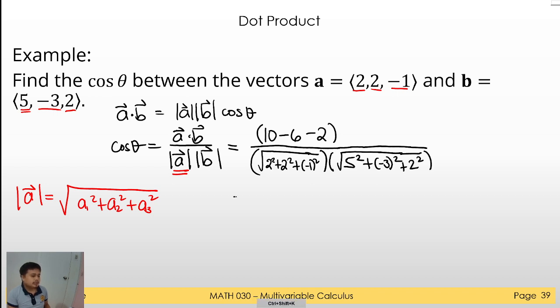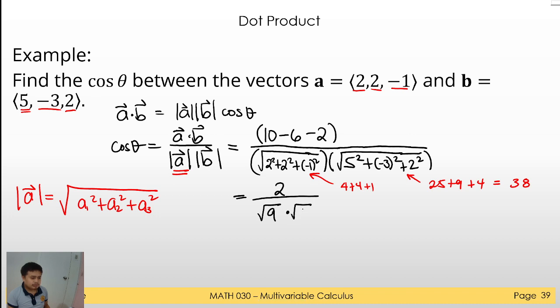Okay, simplify this. So we have 10 minus 6 minus 2. So this will be just 2, right? And then all over, so what is this? We have 4 plus 4 plus 1. So this is the square root of 9, right? And then for this one, we have 25 plus 9, and then plus 4. So that will be 34 plus 4, so this will be 38. So we have square root of 9 times square root of 38.